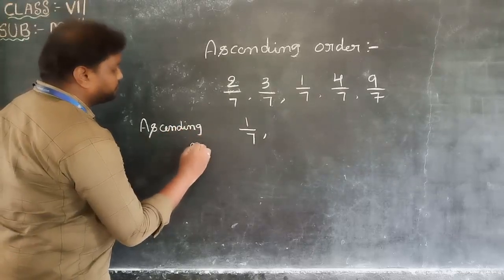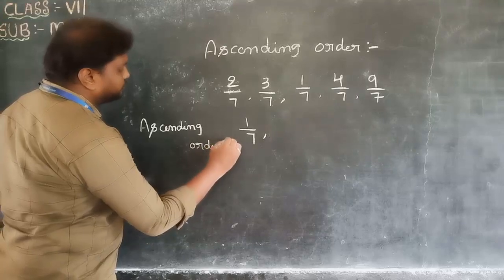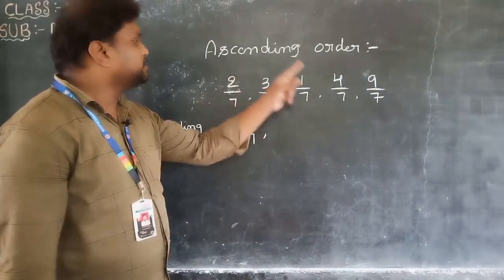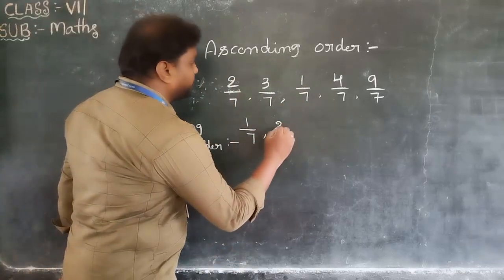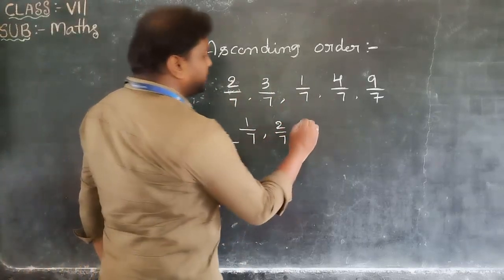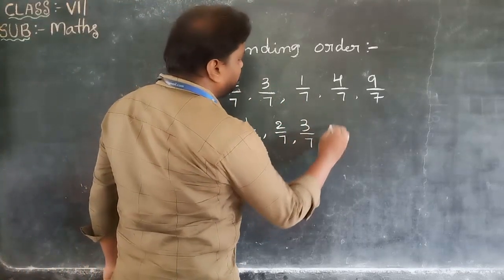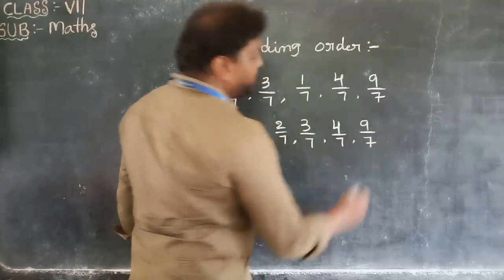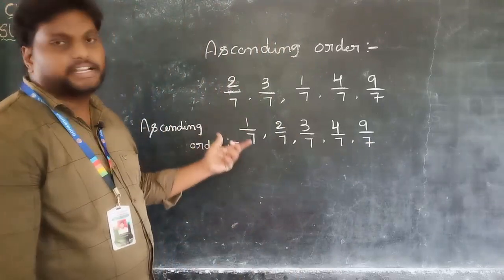Ascending order: 1 by 7. After 1 by 7, which is the smallest one? 2 by 7. Next 3 by 7. Next 4 by 7. Next 9 by 7. This is the ascending order.